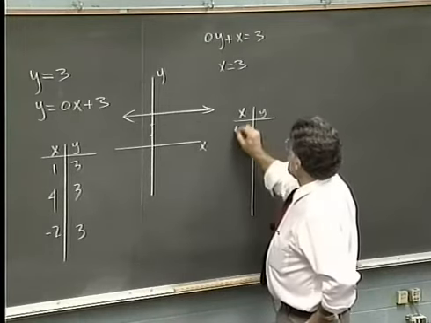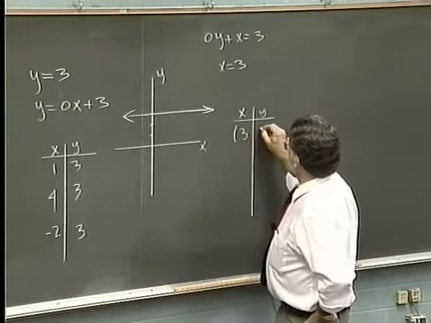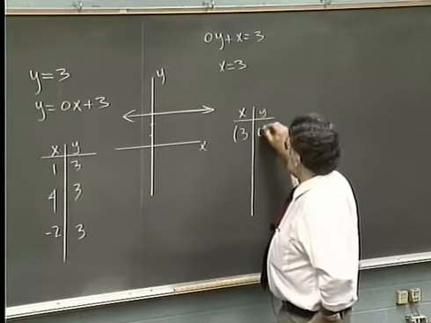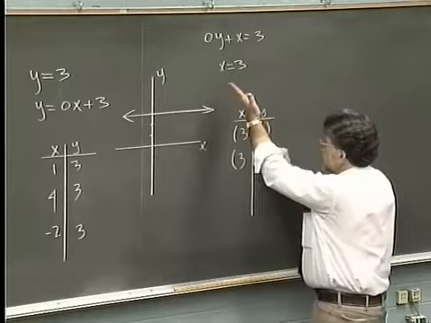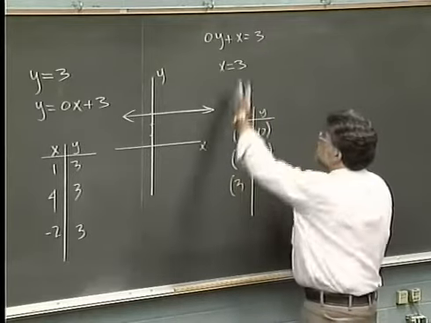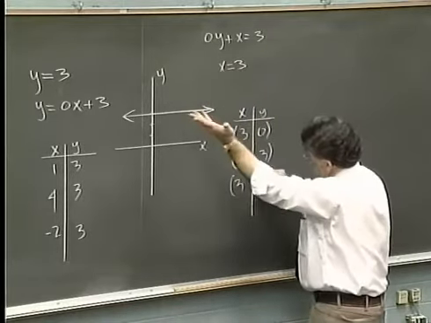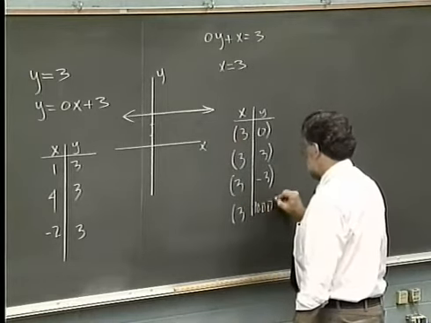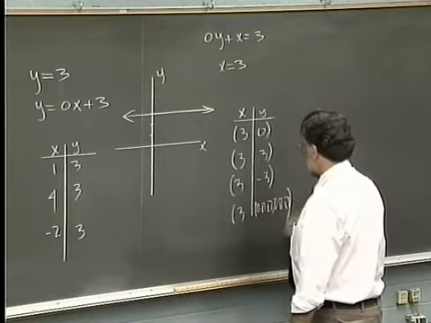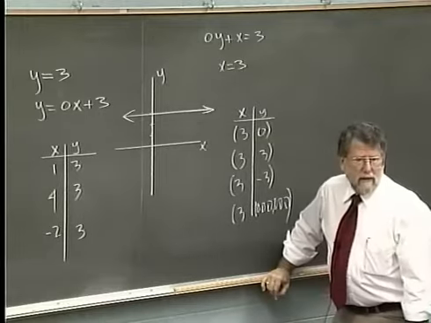So I take x is always 3. So y can be what? 0. It could be 0. Y could be what? 3, 1, 3 if you want. X is 3. Y could be? Negative 3, okay. X is 3, y can be 1,000,000. Because I'm going to take 0 times y.